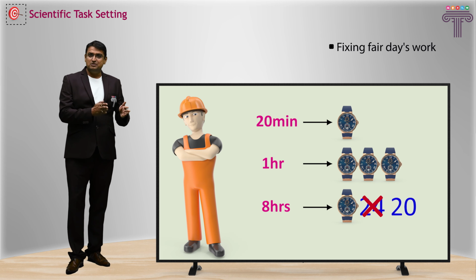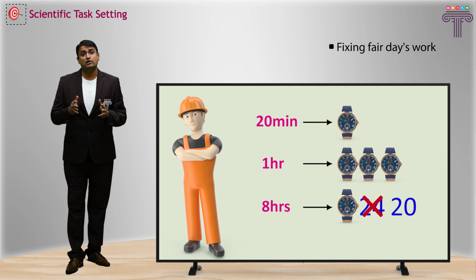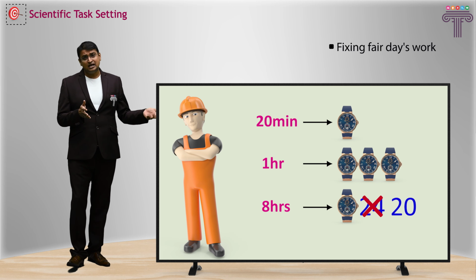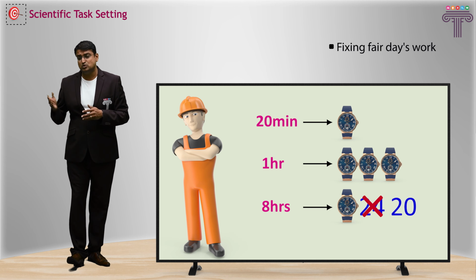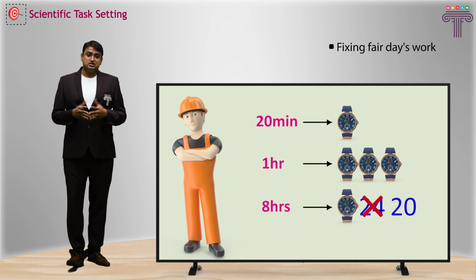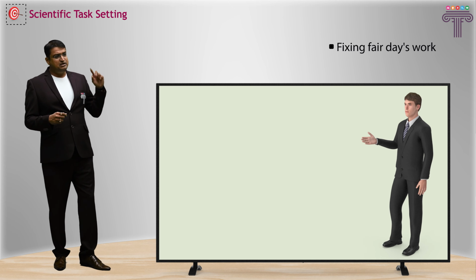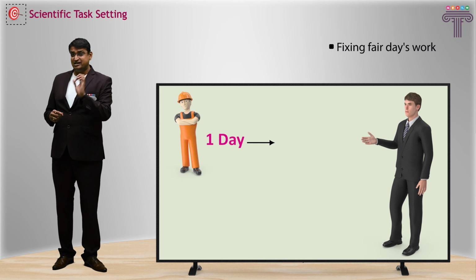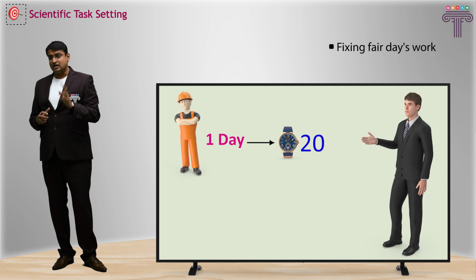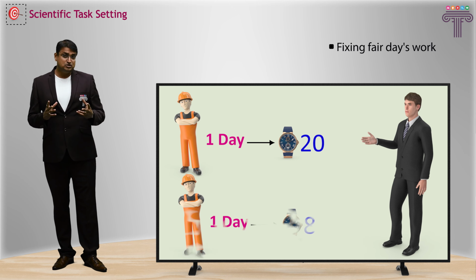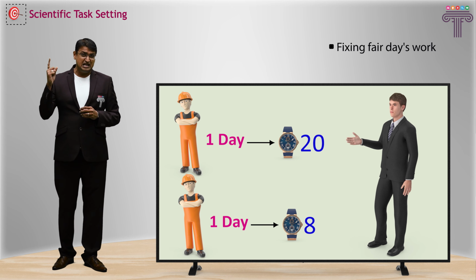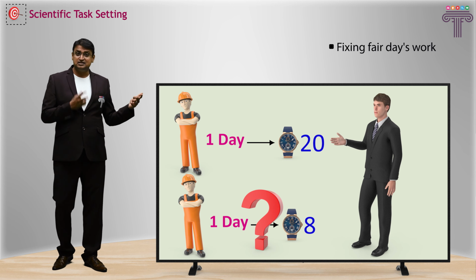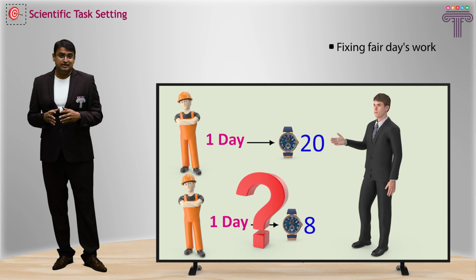So now it helps me in fixing a fair day's work of an employee. Scientific task setting understands how much time is required to finish this task, and automatically helps me in fixing the day's work. Now what does this happen? Suddenly management knows that in one day one skilled, properly trained worker will at least do how much? 20 finished products. So if he's doing only 8, now management can immediately cross check. Why 8? We know this much time is needed, so why only 8?